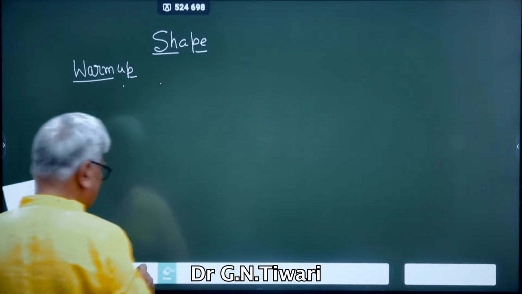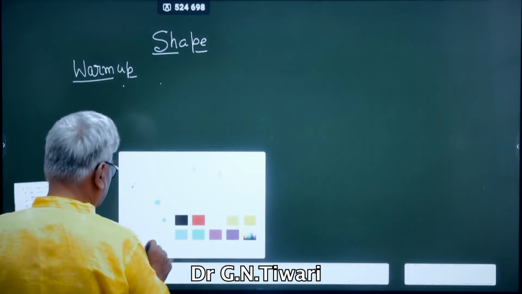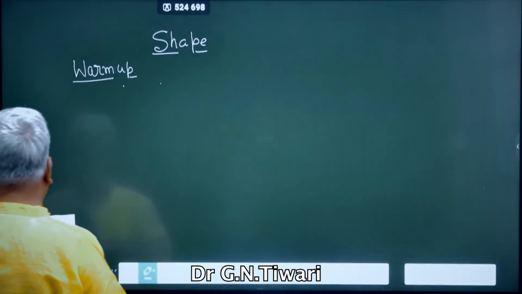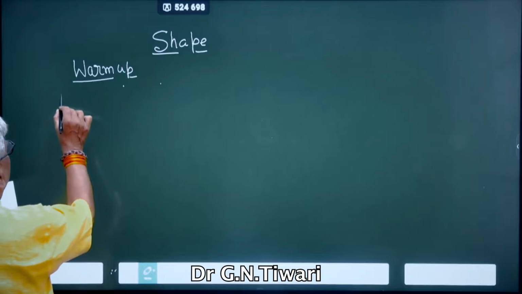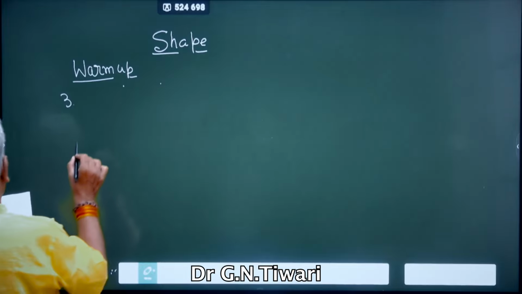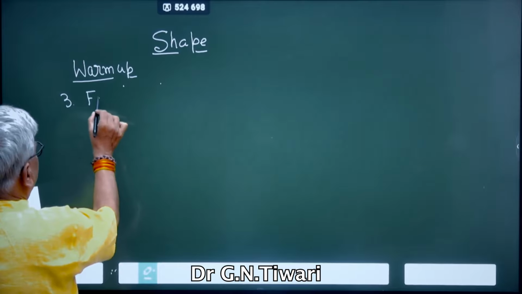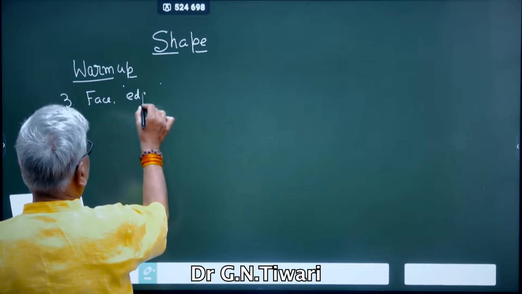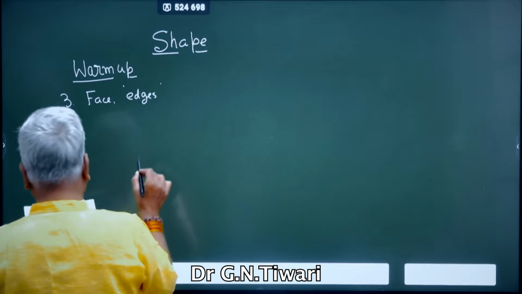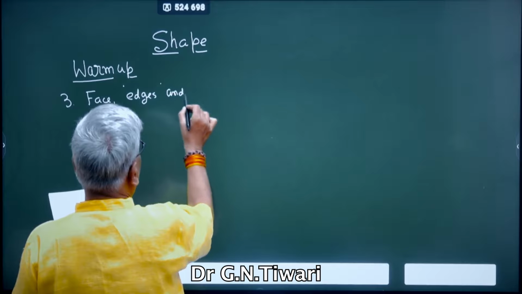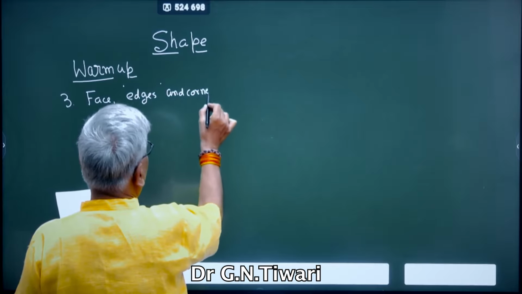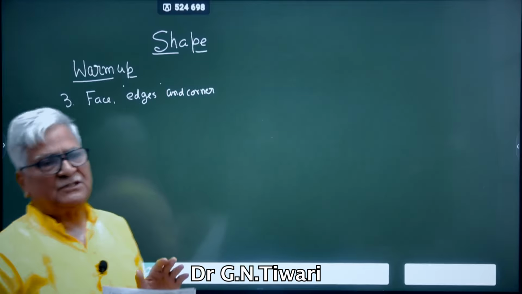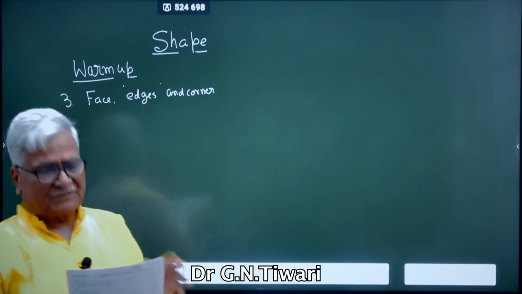Something has been mentioned in class 1, so I am just warming it up so the students can remember and see my lecture. Just see the third: face. How will you define the face? Then edges, and corner. These are the three terms which are used in two-dimensional shapes and three-dimensional shapes.